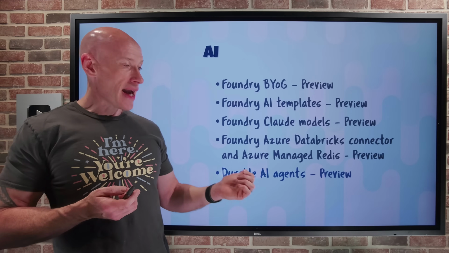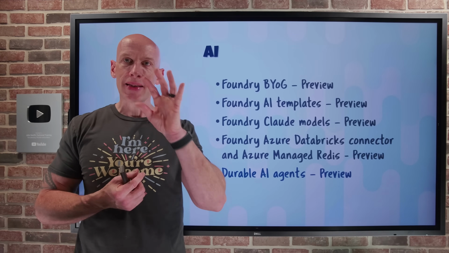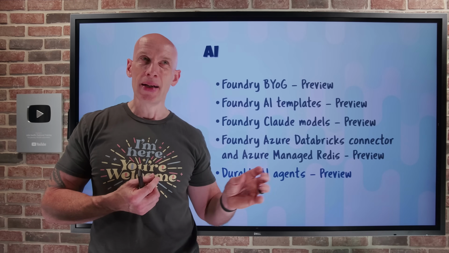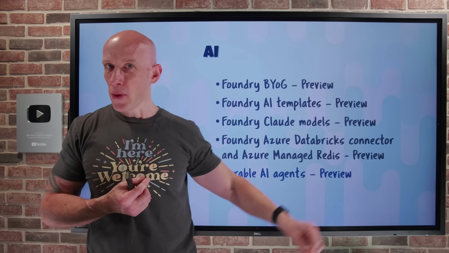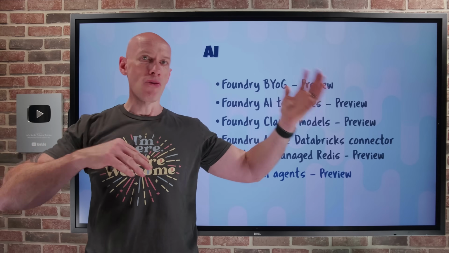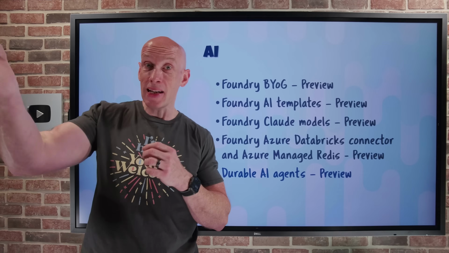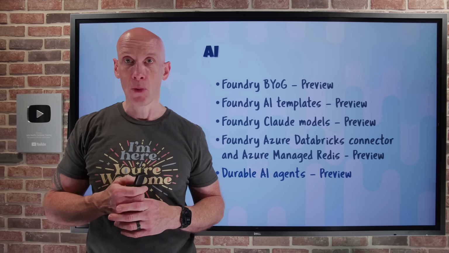And Durable AI Agents is in preview. So this integrates the Azure framework with Azure Functions Durable capability, which checkpoints during long-running tool invocations. It can coordinate over multiple agents. So I can use Azure Functions, things like, hey, I need a human approval as part of some agent workflow.